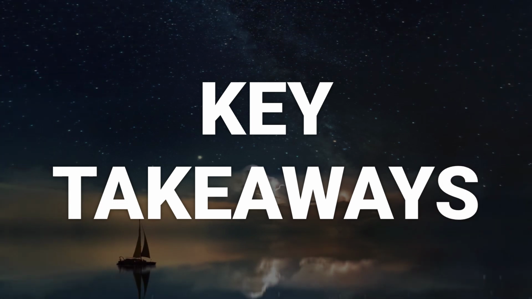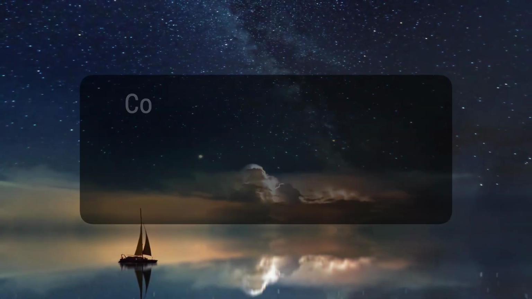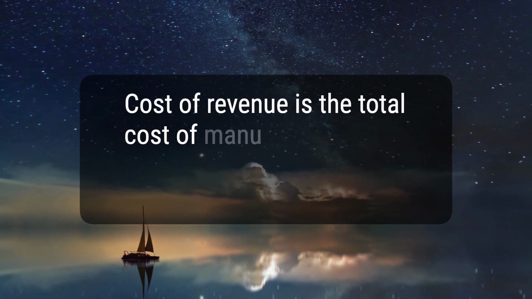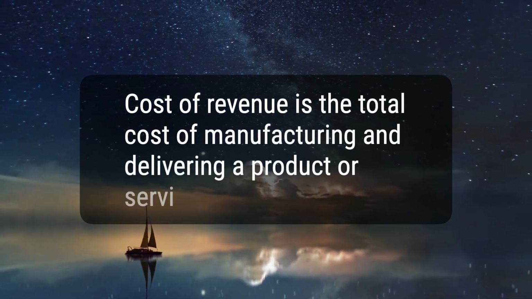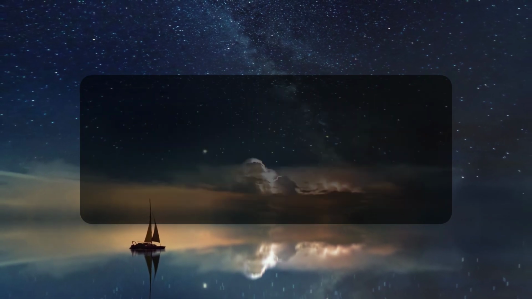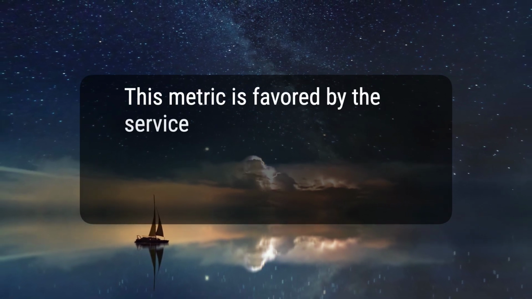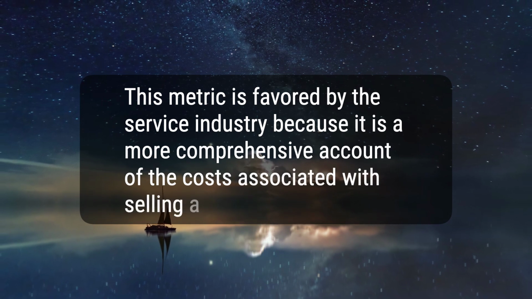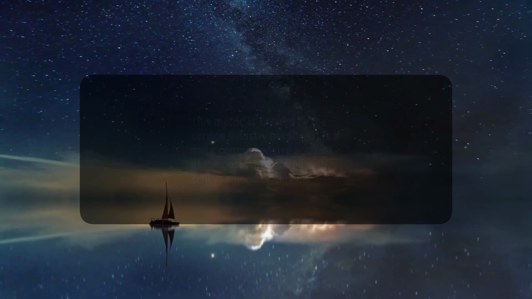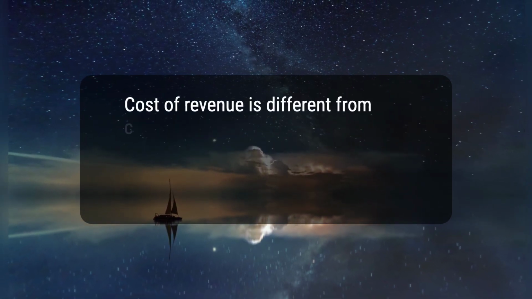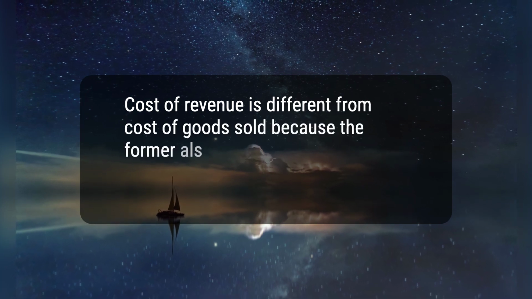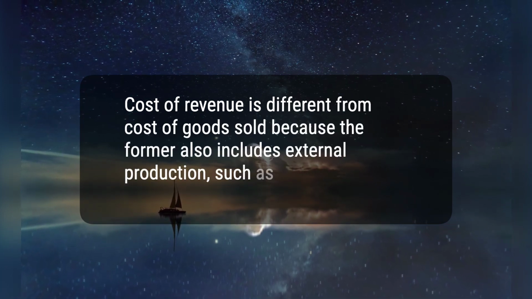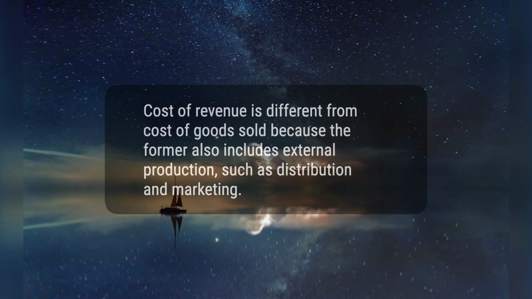Here are 3 key takeaways. 1. Cost of revenue is the total cost of manufacturing and delivering a product or service to consumers. 2. This metric is favored by the service industry because it is a more comprehensive account of the costs associated with selling a good or service. 3. Cost of revenue is different from cost of goods sold because the former also includes external production, such as distribution and marketing. Hope this would help.